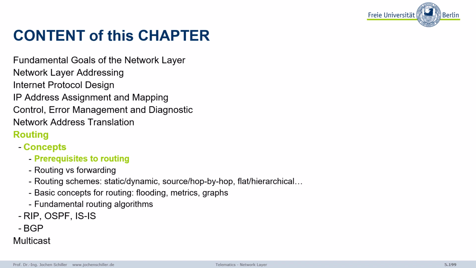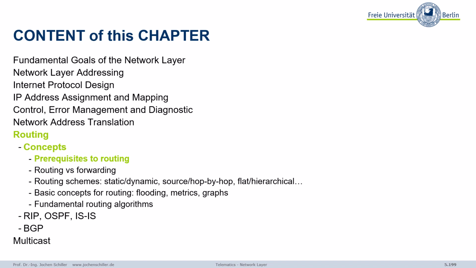A bit more about concepts, prerequisites, routing versus forwarding, routing schemes, basic concepts for routing, and fundamental routing algorithms, so a bit more background so that you better understand how those well-known protocols like OSPF and BGP work, why they work the way they do, and what the problems are. Okay, what do we need?